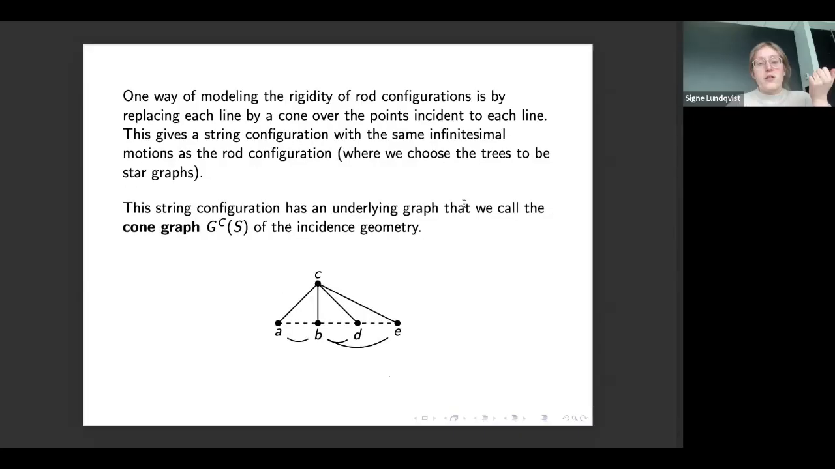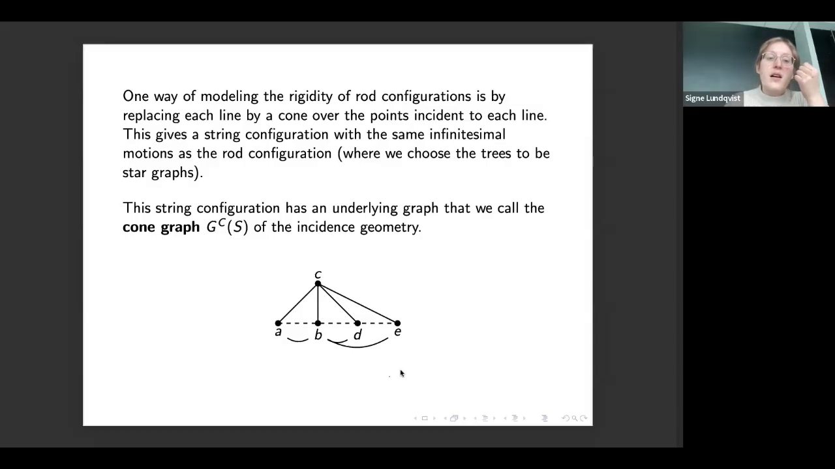One way you can model the rigidity of these rod configurations is by replacing each line by a cone over the points incident to each line. So a cone is what's in the figure here. If the points A, B, D, and E lie in a line, then the cone vertex C is just a vertex outside of that line, which has edges to all points on the line. And this will give you a string configuration with the same infinitesimal motions as the rod configurations. For technical reasons, we choose the trees representing the lines to be star graphs.